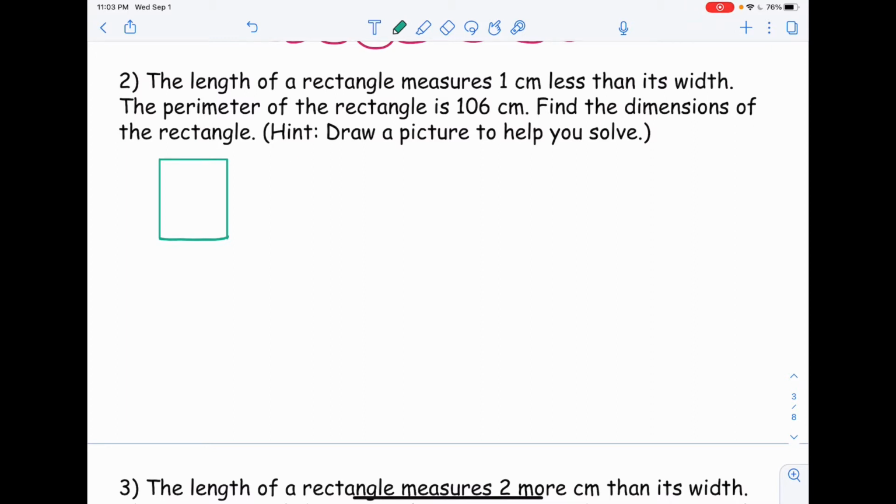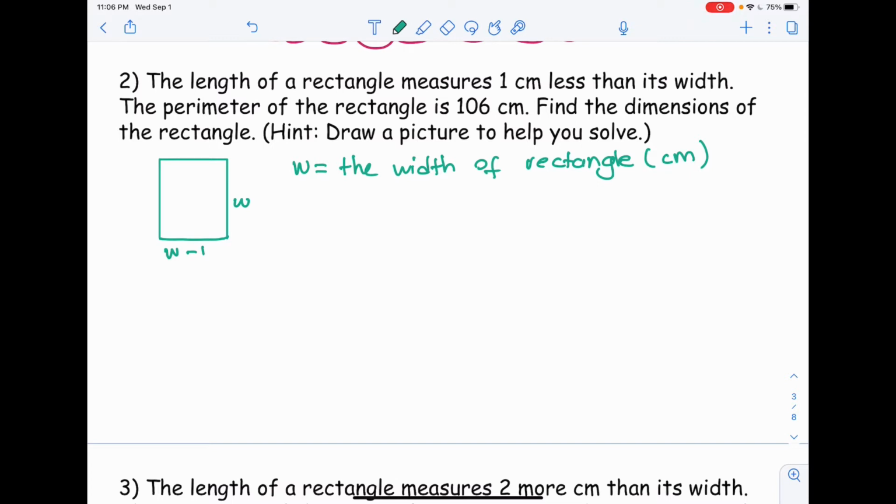So let's say W is the width of the rectangle, which is in centimeters. Okay, this is our width and this is our length. Okay. Let's write the formula for the perimeter.